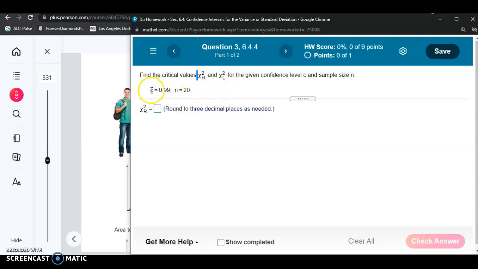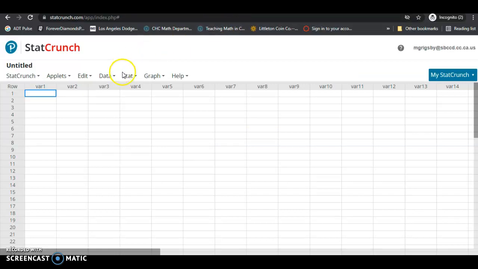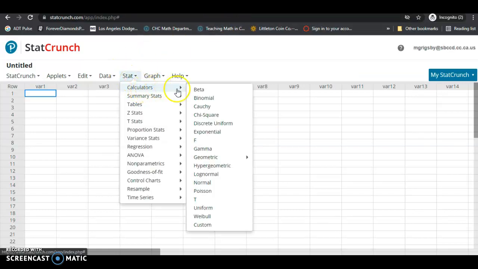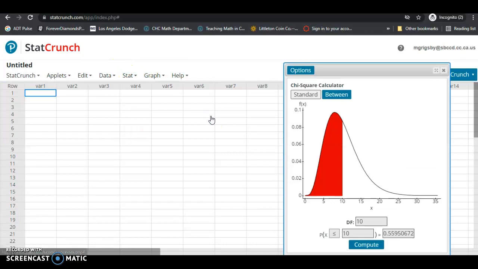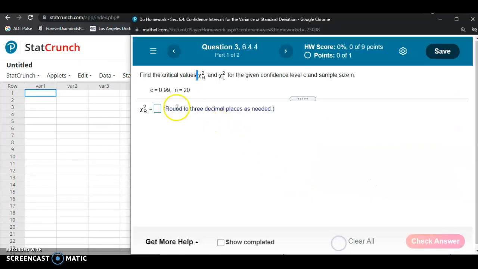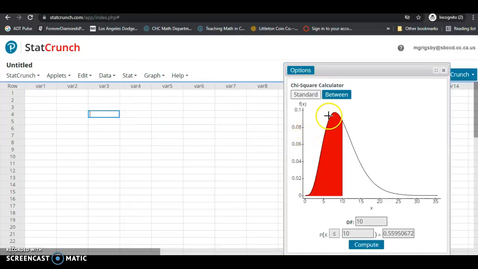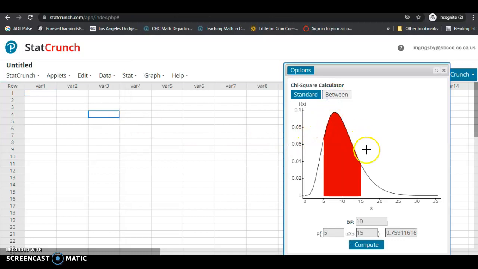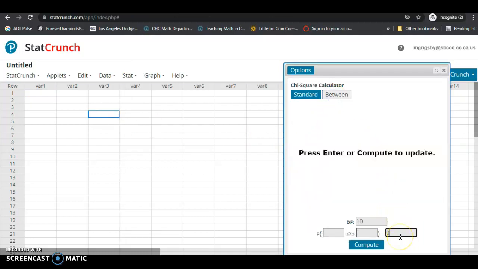Our given confidence level is 0.99 and our sample size is 20. Let's head over to StatCrunch. We're going to go to the Stat menu, Calculators, and select chi-square. We're going to take our confidence level, 0.99, and select between, and we're going to enter the confidence level in this box over here, so 0.99.